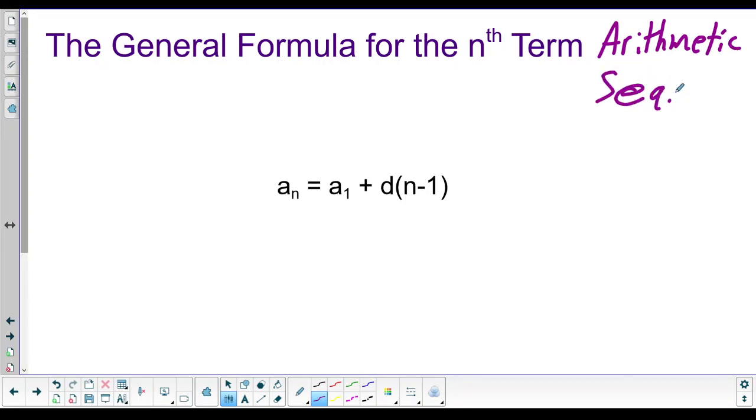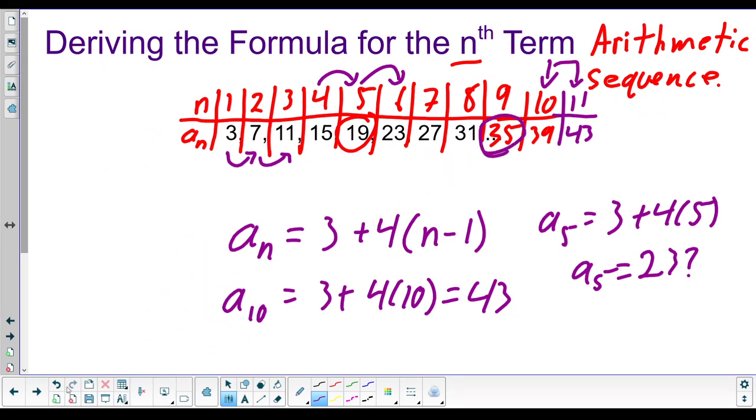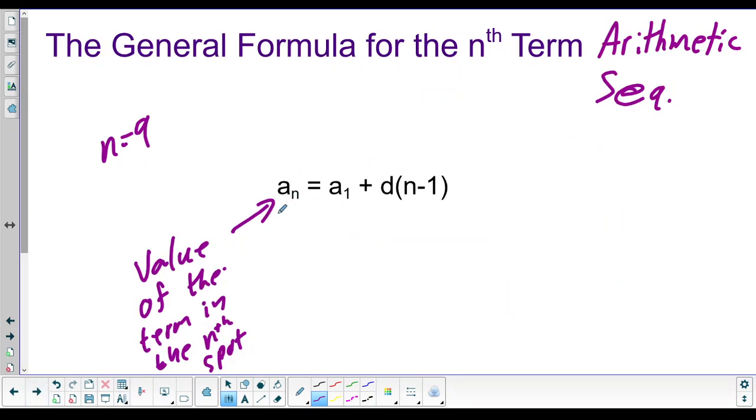Okay. So let me kind of break this thing down for you so that you know what you're looking at. So an, this is the nth term. This is the value of the term in the nth spot. So if n equals 9, this would be the value of the 9th term. It would be this number right here. It's the value of whatever term you're on.